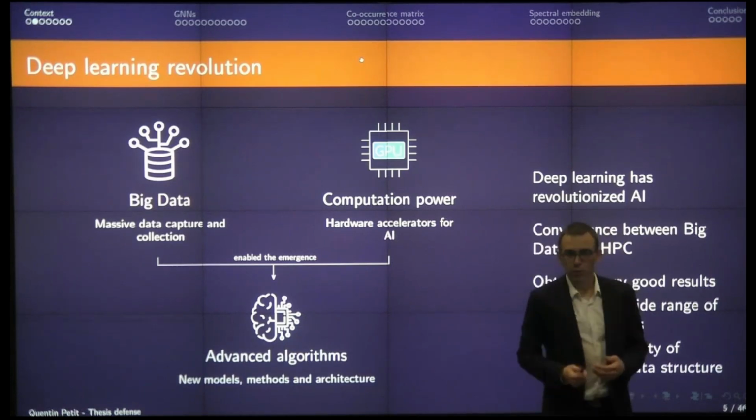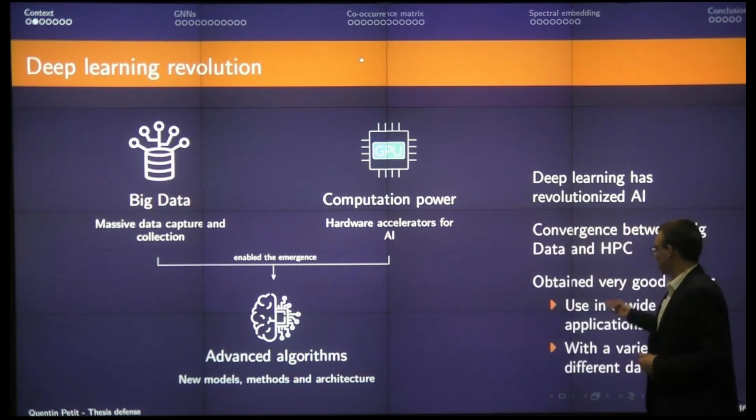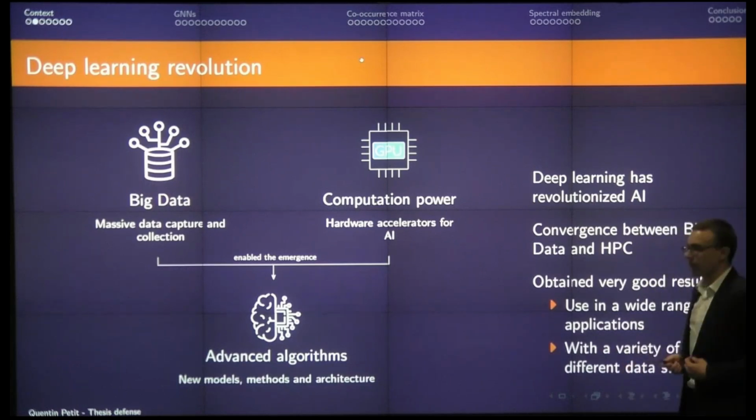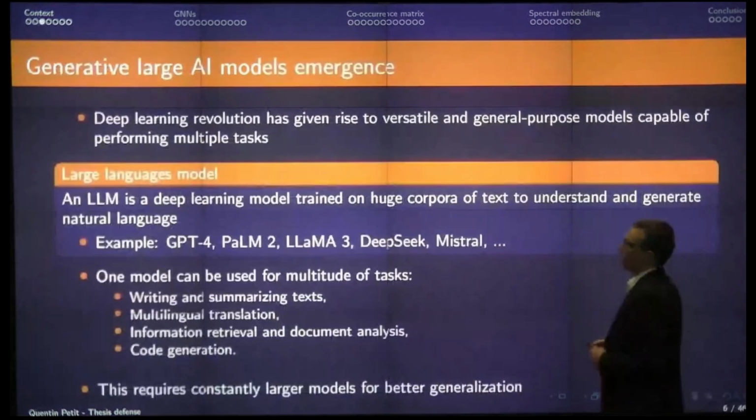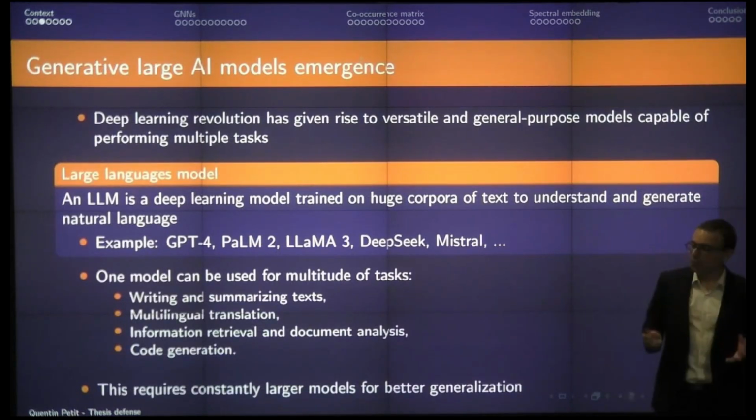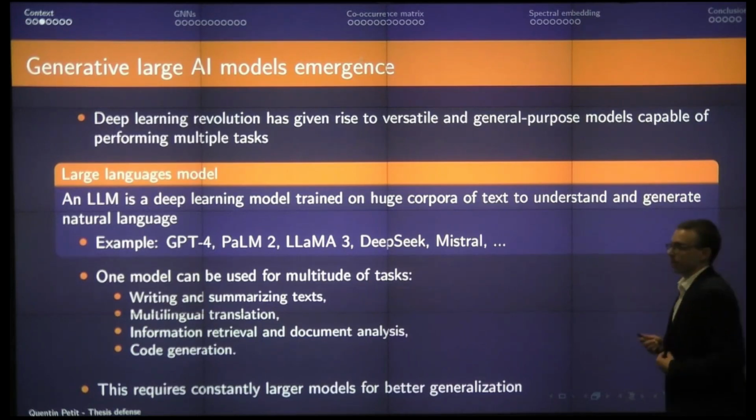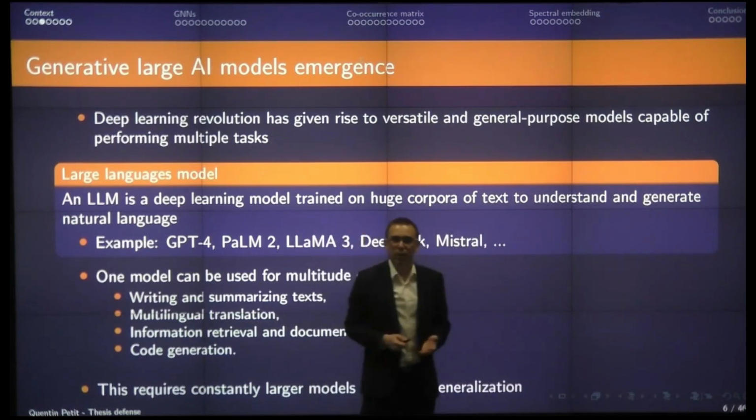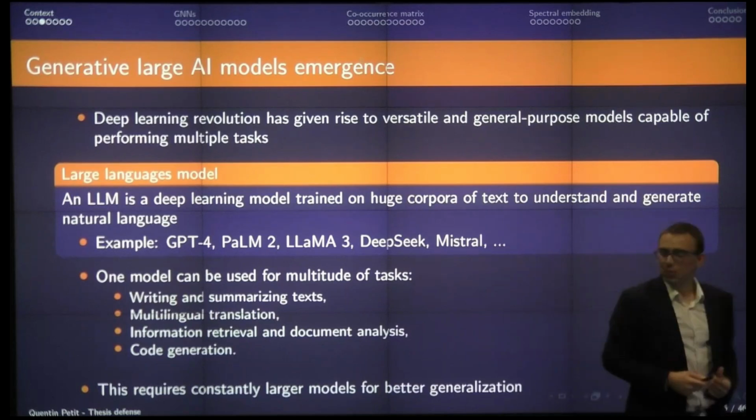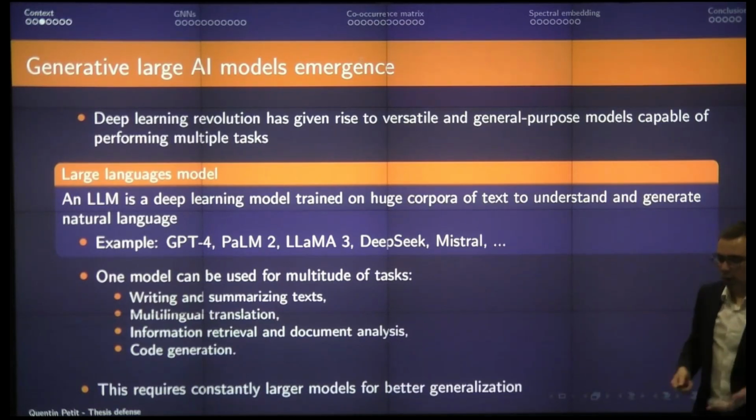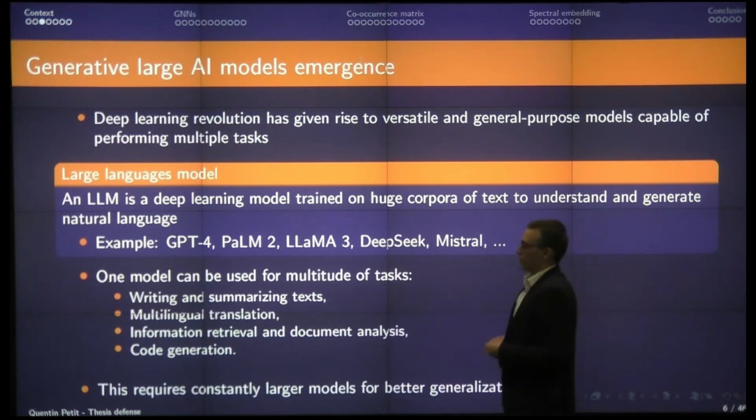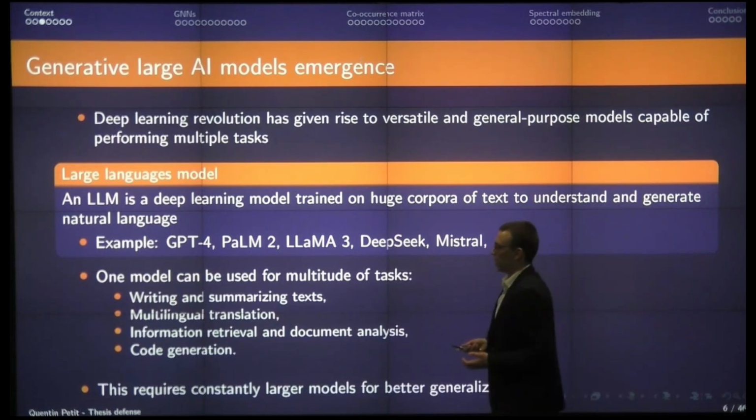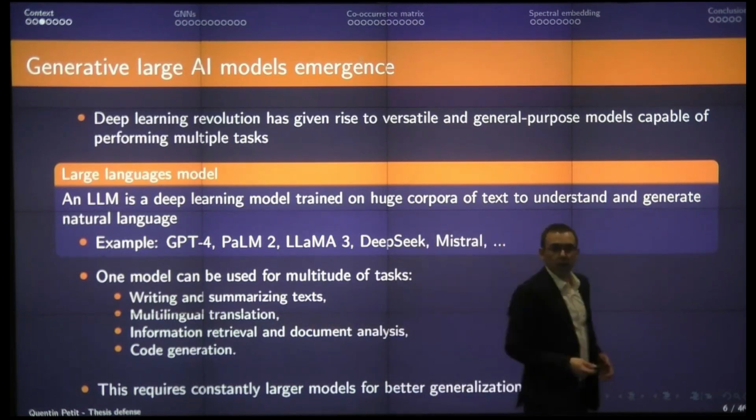We have built new models, new algorithms, new architectures to be able to apply deep learning models on a wide range of applications and with different types of data structure. So all of this environment created the emergence of generative AI models, large generative AI models. One very famous one is the large language model. A large language model is a model specially designed to answer NLP tasks. And today, one model is used on a multitude of tasks. For example, for code generation, language translation, or text generation.